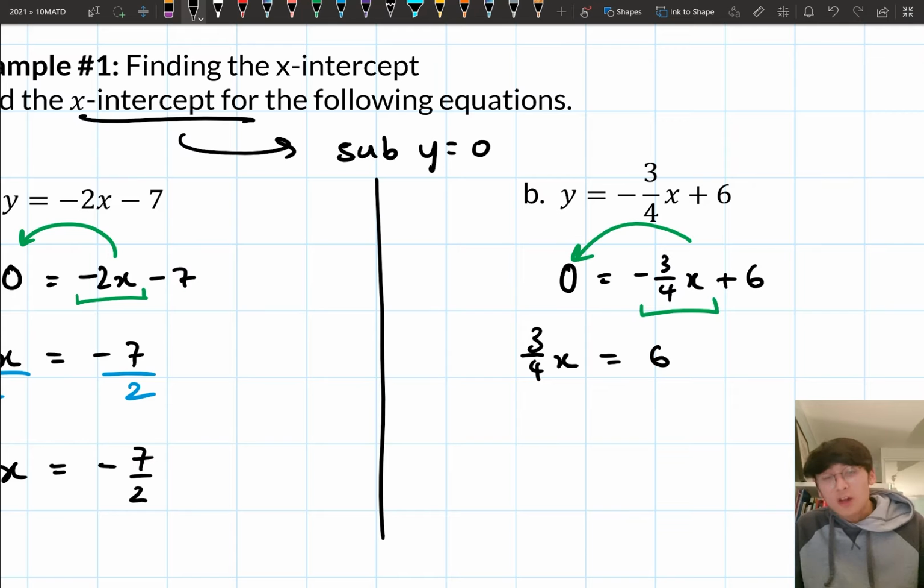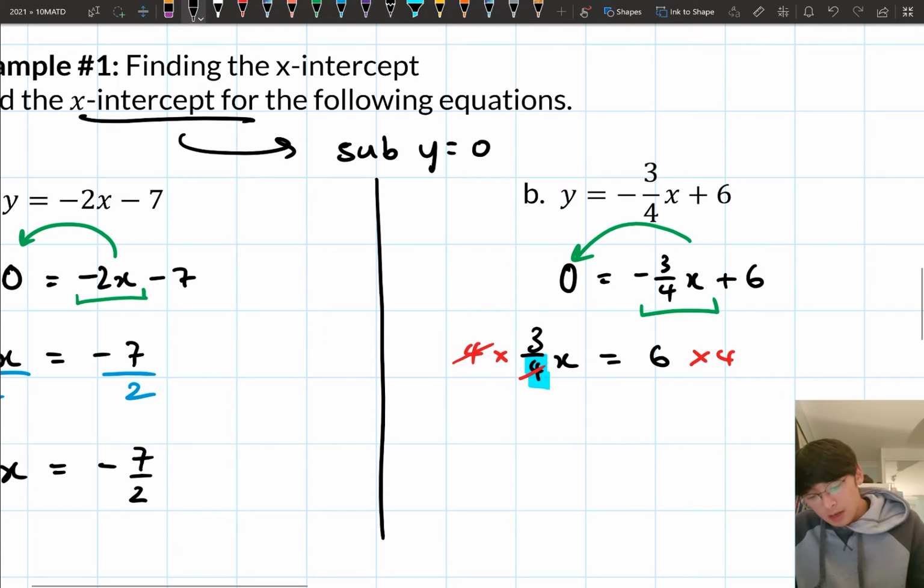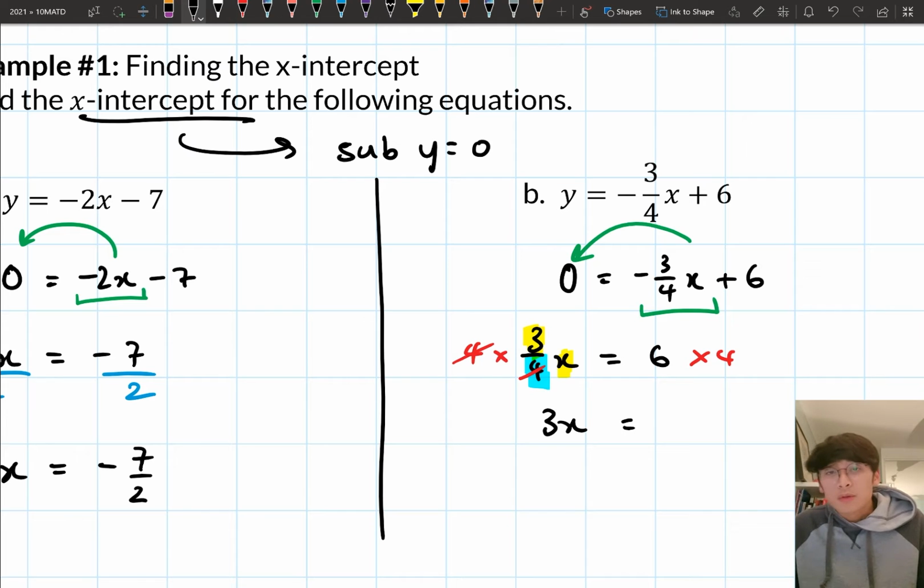Now here we've got this fraction 3 over 4. When I deal with fractions, what I usually recommend is we multiply by the number in the denominator first, just to get rid of that denominator. So here I'm going to multiply both sides by 4. By doing so, this cancels out the denominator. So here I'm left with 3x because there's still this 3 up here. I've got that 3x here, and that's equal to, well, 6 times 4 gives me 24.